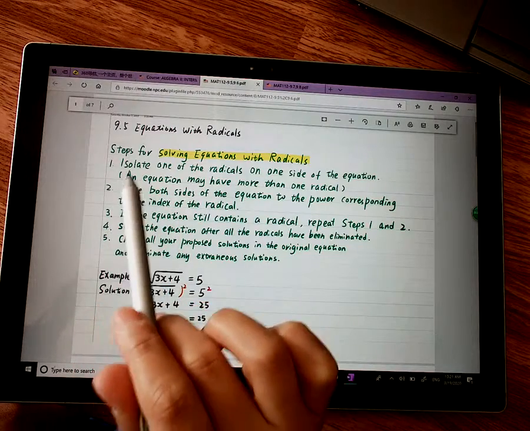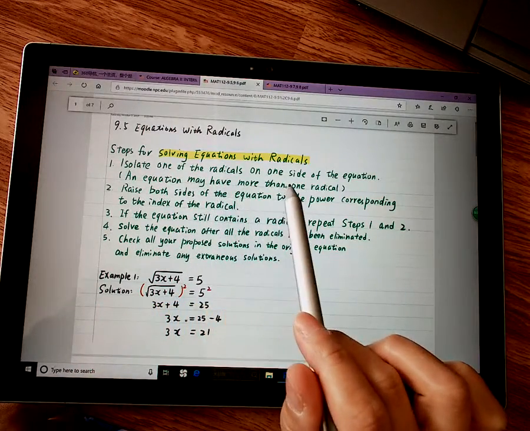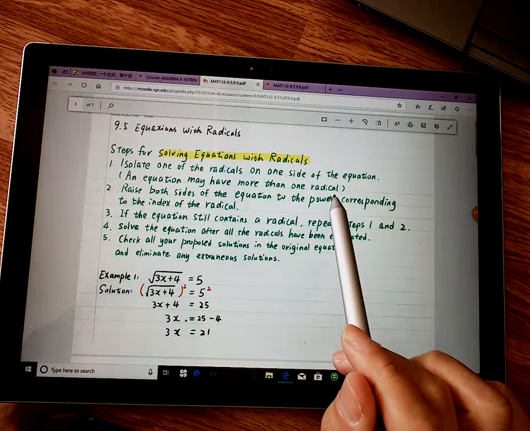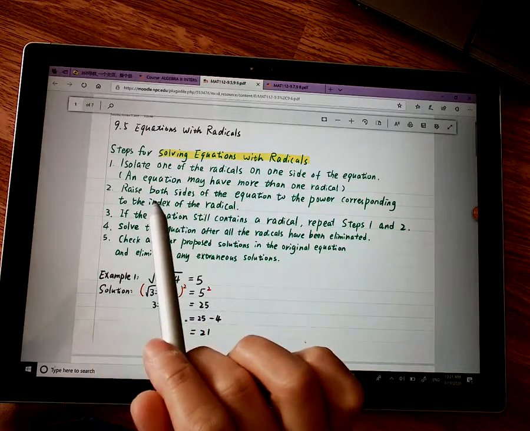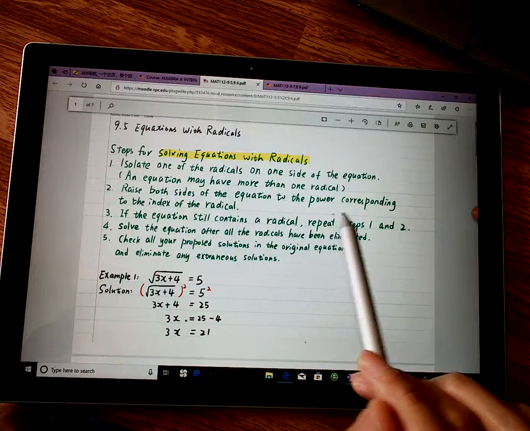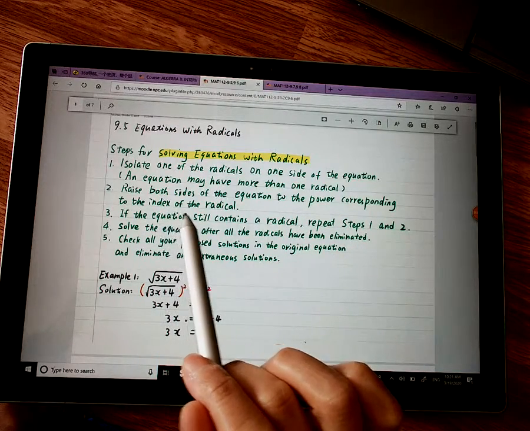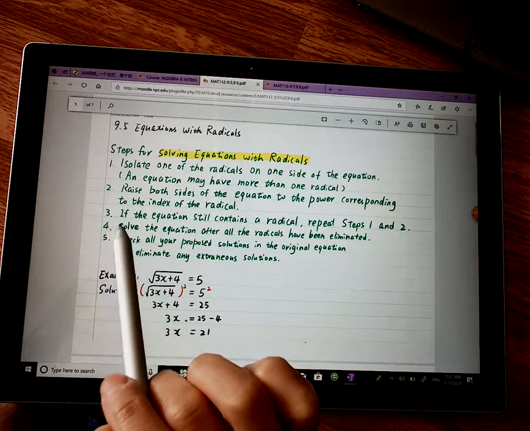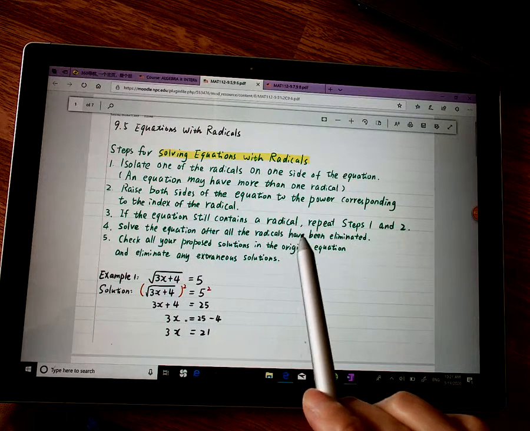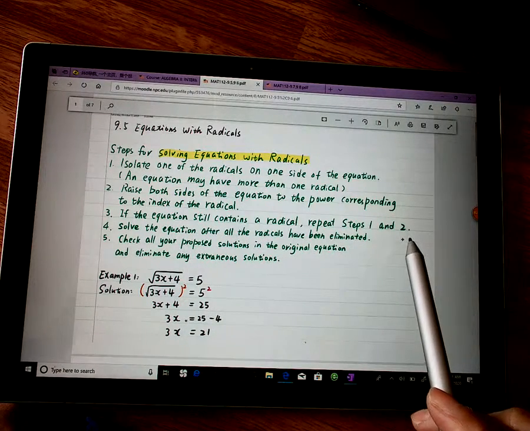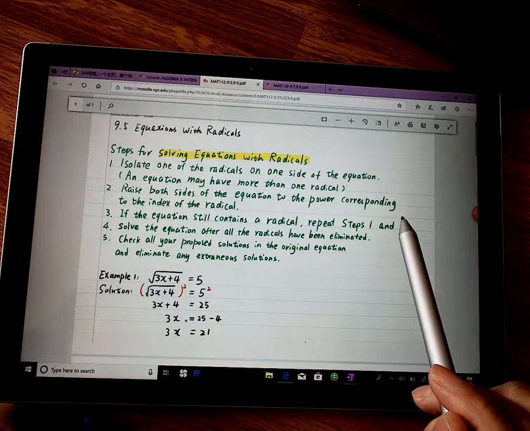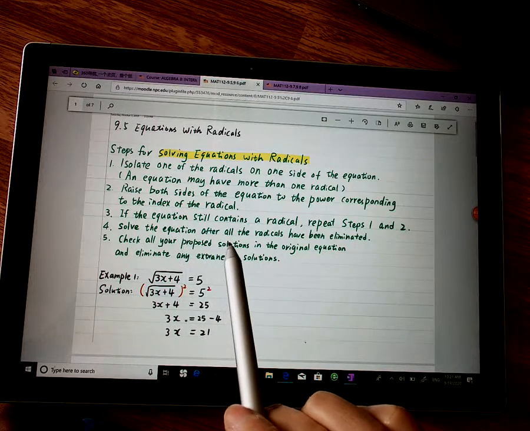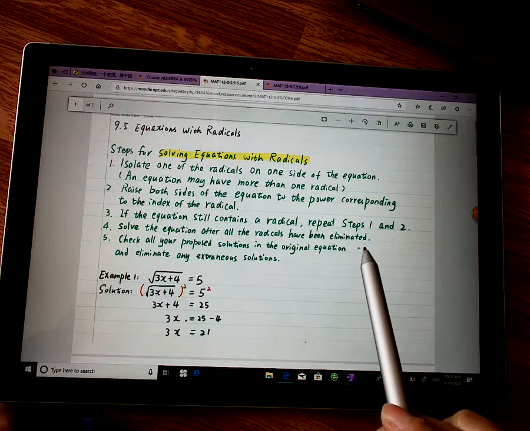Step 1, isolate one of the radicals on one side of the equation. An equation may have more than one radical. Step 2, raise both sides of the equation to the power corresponding to the index of the radical. The index of the radical is the root number of the radical. Step 3, if the equation still contains a radical, repeat step 1 and step 2. If we only have one radical in the equation, then you don't have to repeat. Step 4, solve the equation after all the radicals have been eliminated.